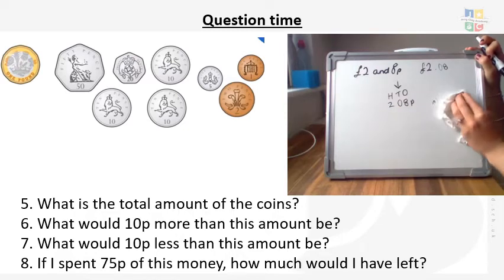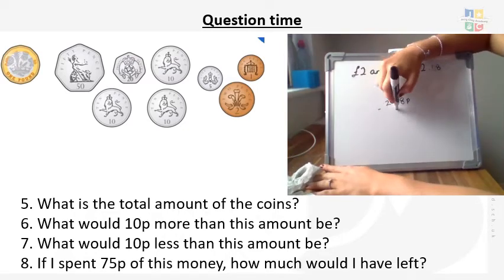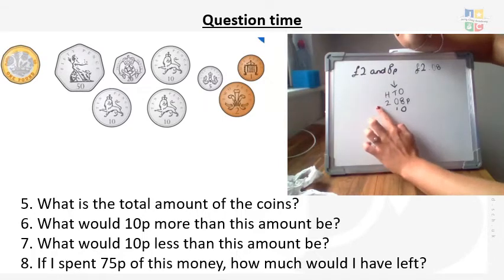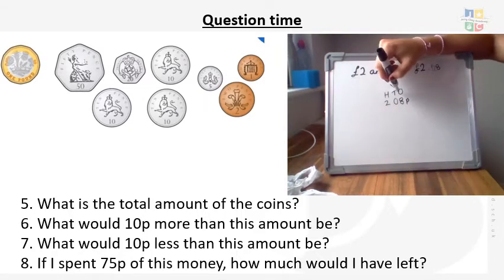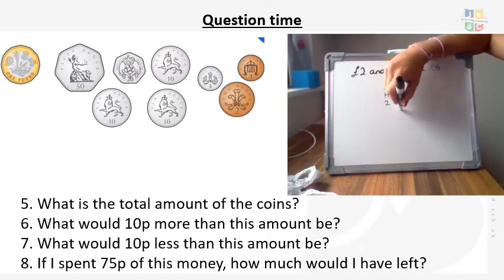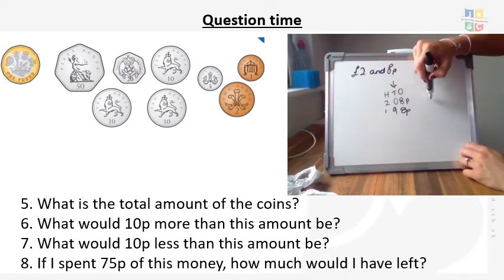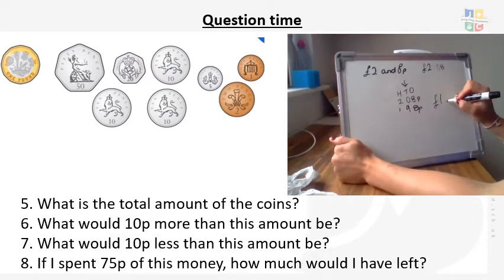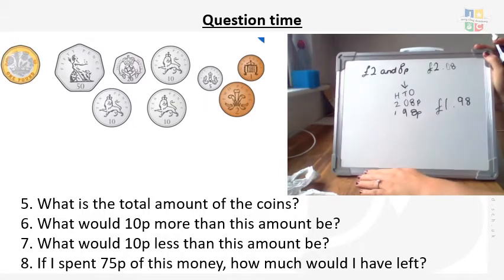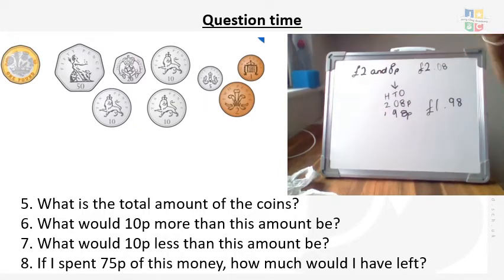Now, if I have a look at doing 10 pence less, I could either take off 10 to work it out, or alternatively I could know that if it's 10 less, my ones column isn't going to change. However, I haven't got any tens in my tens column, so I would have had to exchange. So what is 1 less than 20? It will be 19. So it would be 198 pence, or if we were writing that, it would be £1 and 98 pence, because we've had to exchange. We would have had to exchange the hundreds to help the tens column.